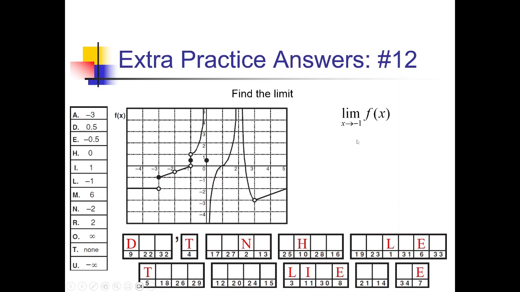For the two-sided limit at -1, we look at the left and the right-sided limits. From the left, we're approaching 0. From the right side, we're approaching y equals 1. Since those are not the same limit, this is DNE. So that would be none. Choice T going in spot 12. And where is 12? Right here.